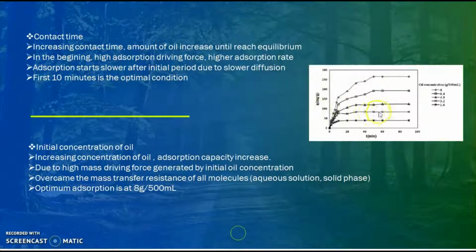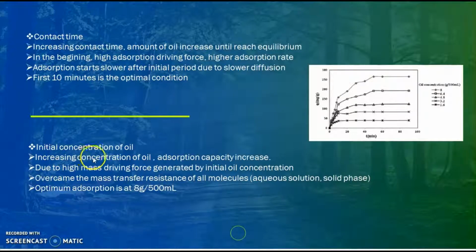We can see that the absorption starts to slow down after the initial period due to slower diffusion of oil molecules into the interior channels of zeolite. So we can conclude that the first 10 minutes of the absorption is the optimal condition for the process.